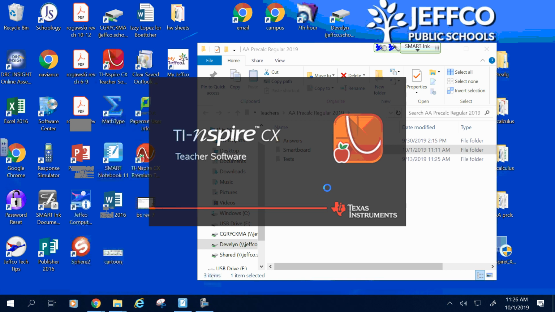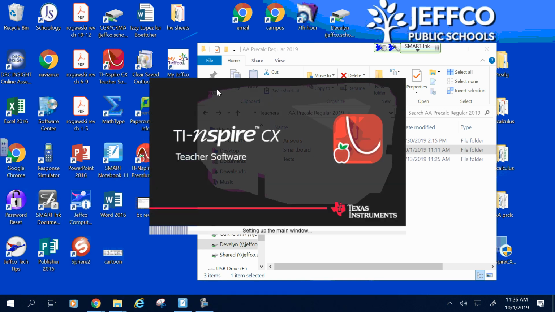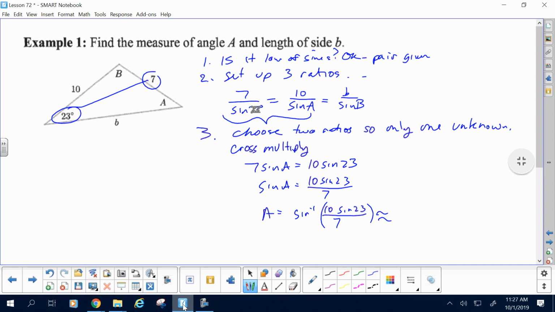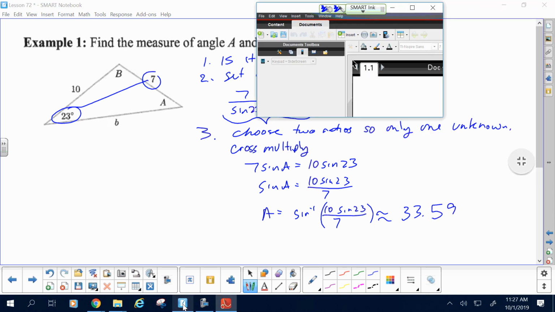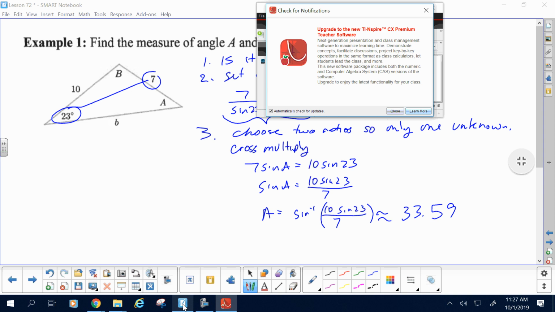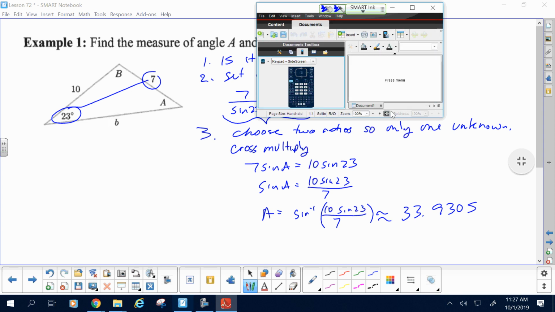Inverse sine of 10 sine 23 over 7? 33 point something. Give me 3 decimals, say it again. 33.5... No, 9 instead of 5. Why are you such a liar? 33.9305. Okie dokie. All right, cool.